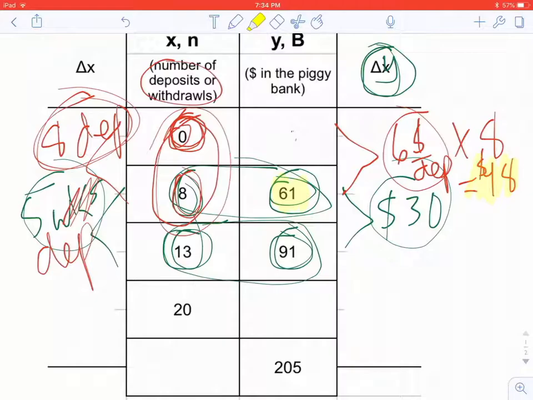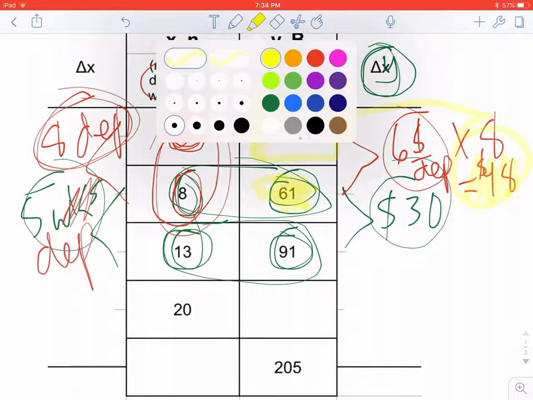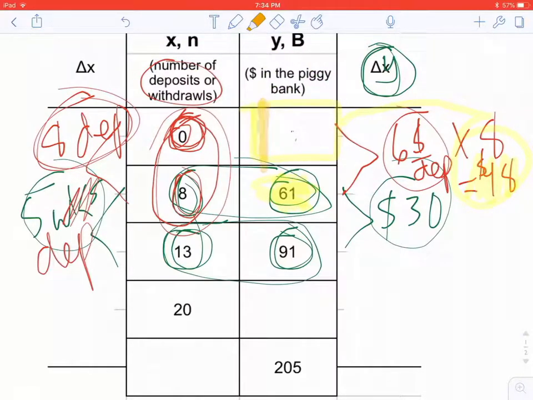So I think about it this way. I started with an unknown amount of money at 0 weeks. I added $48 over the first 8 weeks, and I ended up with $61. So how much did I start with? So what number did I add to $48 to get $61? And I think if you do the math, you do 61 minus 48, and it's $13.